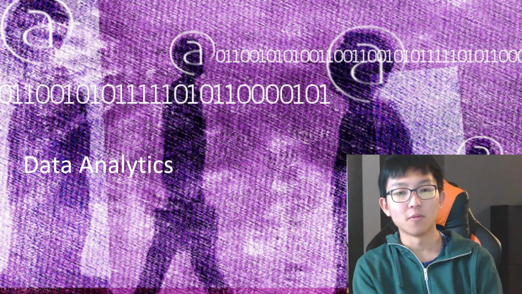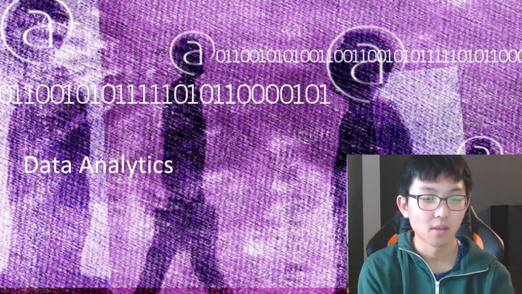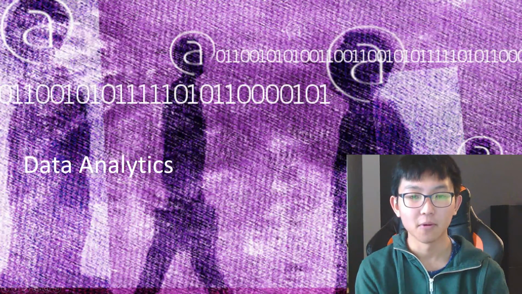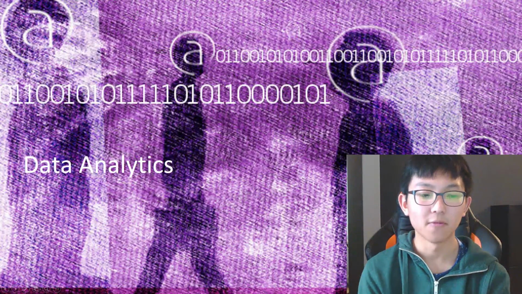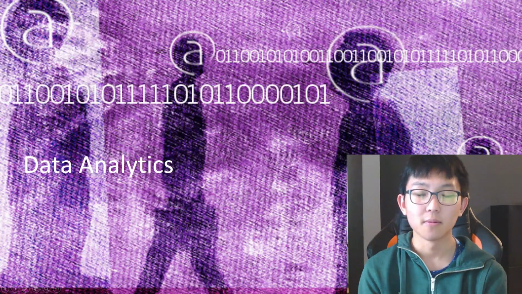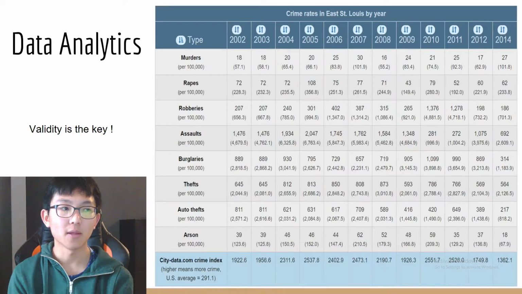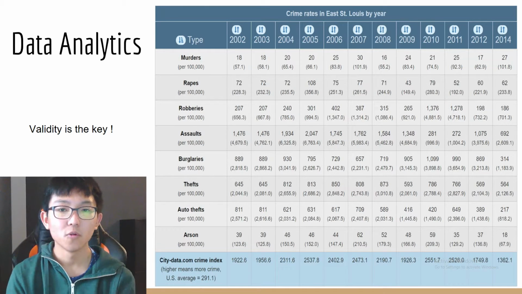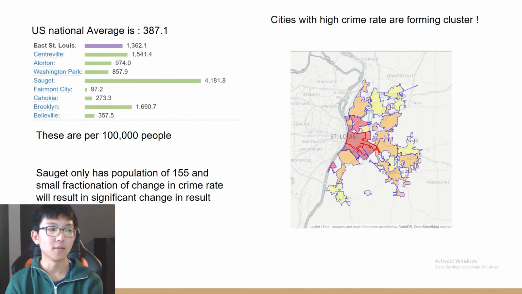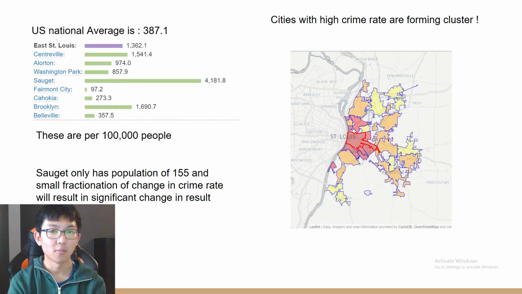As we have learned from Professor Vermont in the Big 2 lecture, in order to produce a quality presentation, we need to have valid data. We have to make sure that our data is valid by checking the source. On the first slide, you'll be able to see the crime rate data from 2002 to 2014. And this is provided by the Metropolitan Police Department in East St. Louis, Illinois.